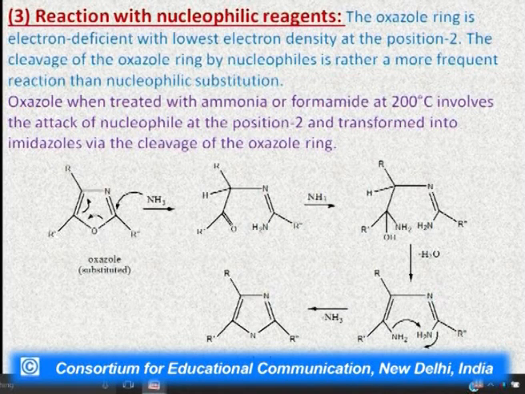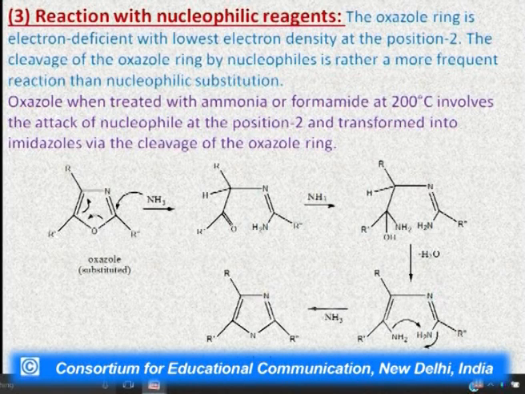Oxazole can also react with nucleophilic reagents. Since the oxazole ring is electron deficient, with lowest electron density at position number 2, the cleavage of the oxazole ring by nucleophiles is a more frequent reaction than nucleophilic substitution. The nucleophile will cleave the ring instead of doing the substitution on the ring.